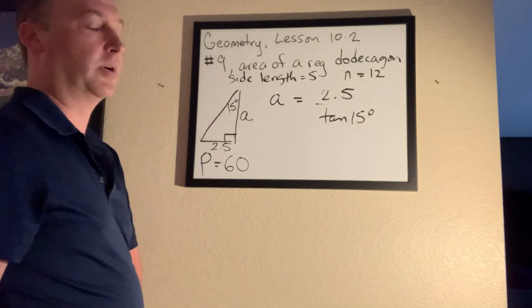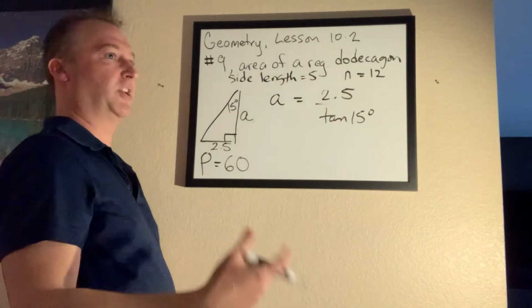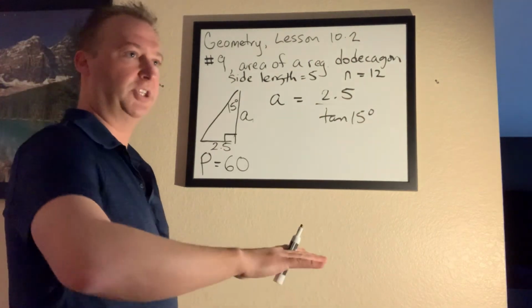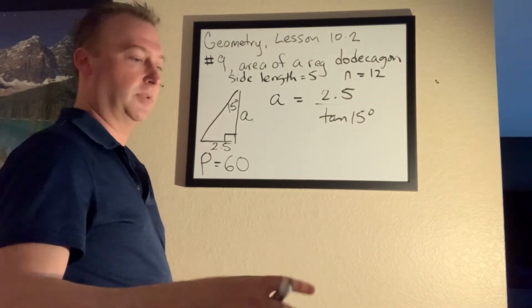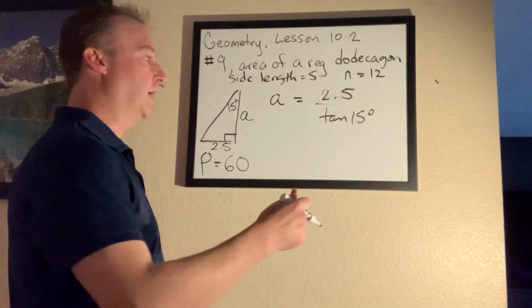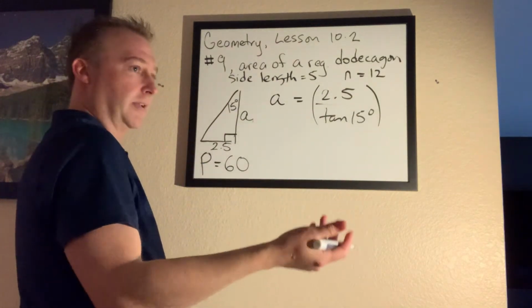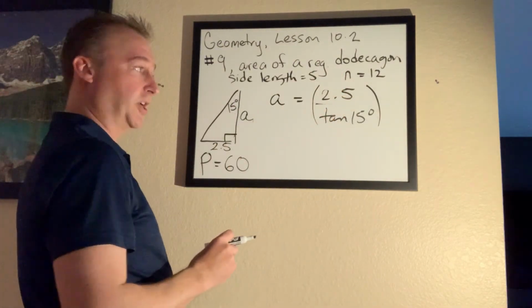Now, here's the important thing in terms of finishing this problem. Don't punch that in on a calculator just yet, or at least don't punch it in and round it. That will lead you to a slightly inaccurate answer at the end. Keep that as it is, that's your apothem right there. So when you punch in on a calculator, just use that expression.